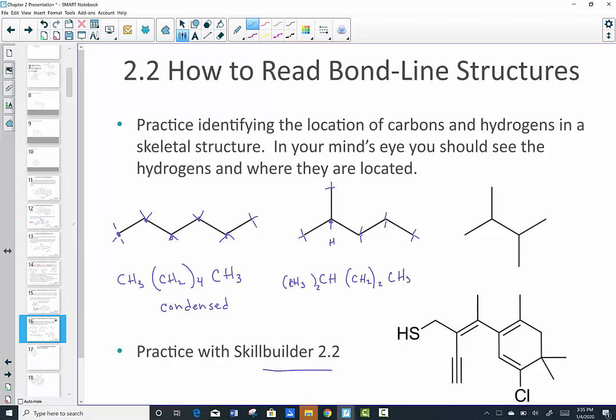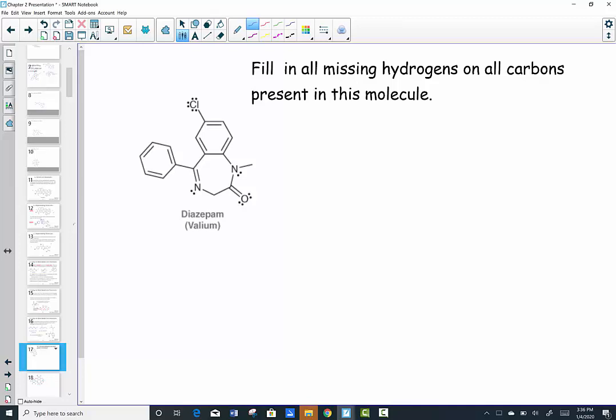This carbon is missing a hydrogen. One, two, three, one, two, three, one, one, two, three, one, two, three. So we can see how to do that. And that's really the skill you need in your homework. This is one of your homework questions, where it says, fill in all the missing hydrogens on the carbons that are present in this molecule.